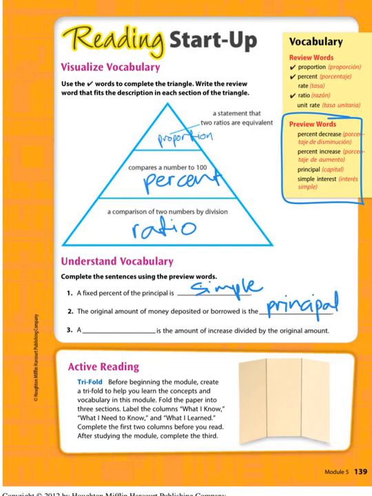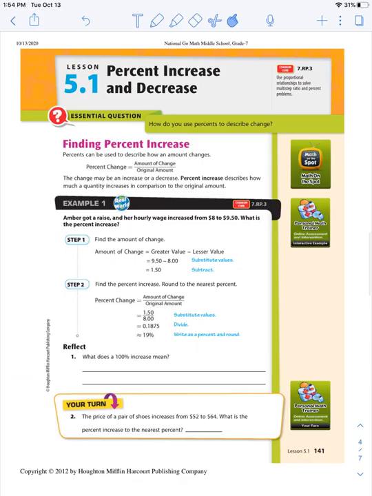All right, and a blank is the amount of increase divided by the original amount. That's going to be a percent increase. So if the percent increase is the amount of increase divided by the original amount, a percent decrease would be the amount of decrease divided by the original amount. All right, so in 5.1, we're going to be learning about percent increase and decrease.